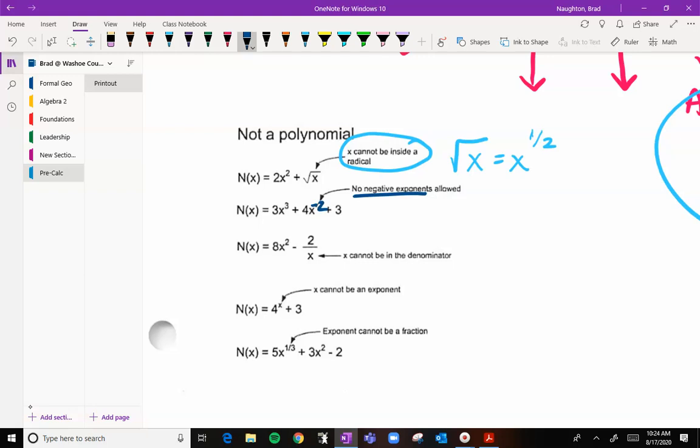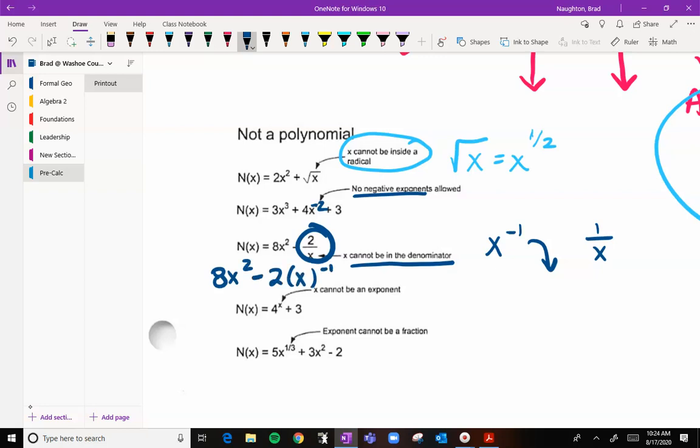Okay? Also, it can't be in the denominator. Because what does that mean? If it's in the denominator like that, if you recall from our exponent rules, if I have x to the -1, that goes down to become 1 over x. So I could have rewritten this as x squared minus 2 times x to the -1. And notice we have our negative exponent again.